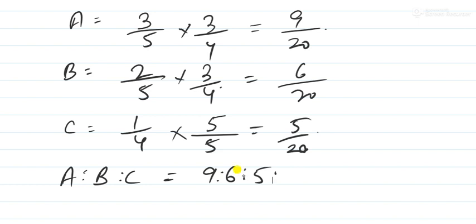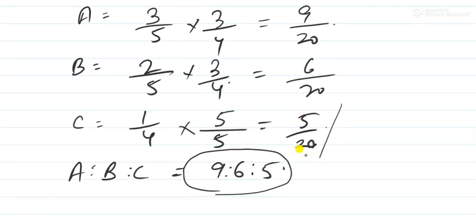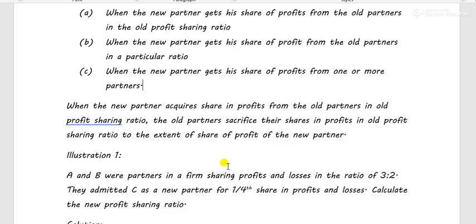Remember, you cannot write the ratio like this until you have the same denominator in all of them. Suppose we did not convert it into 5 by 20 and wrote 1 by 4 over here. You cannot write 9 is to 6 is to 1, because the denominator is not the same; here the denominator is 4. You have to convert the denominator to the same as the others, and then you can write the ratio 9 is to 6 is to 5. So this was the first sum on profit sharing ratio.